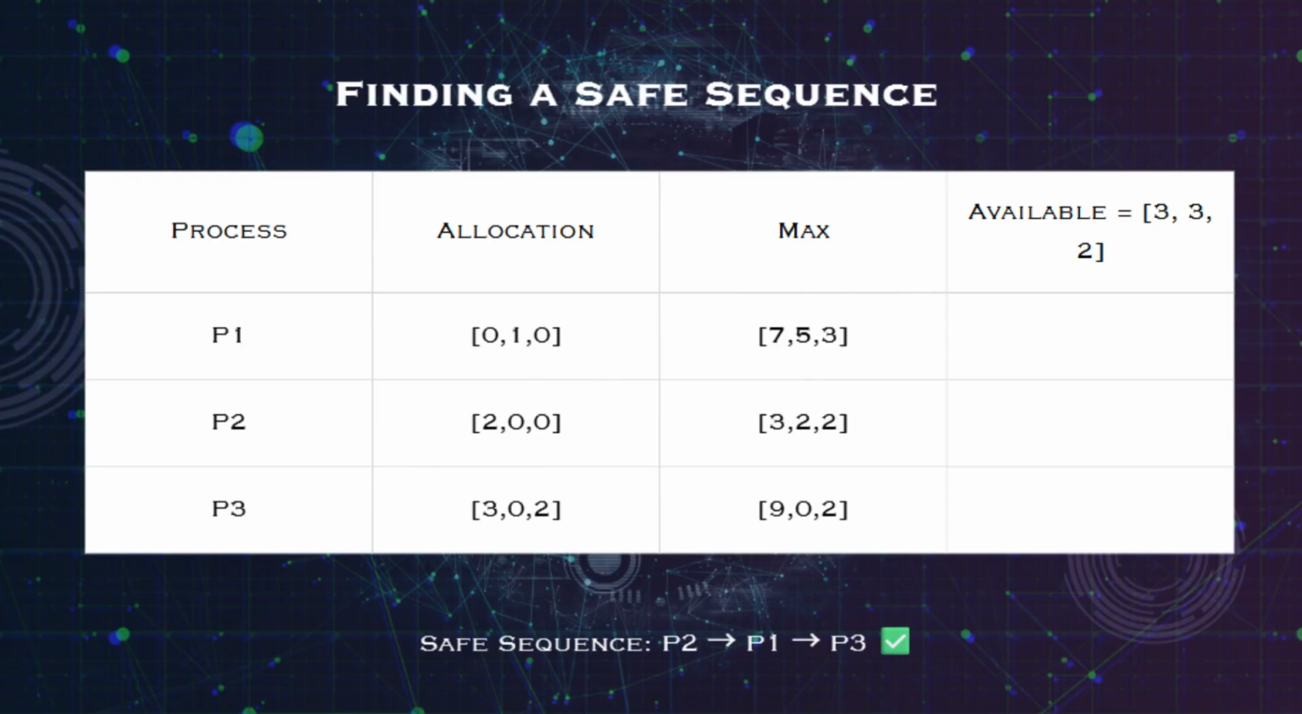Let's see a simple example. If the system finds a sequence like P2, P1, P3, that's a safe sequence. It means every process can finish one by one without deadlock. If no such sequence exists, the system marks it as unsafe.